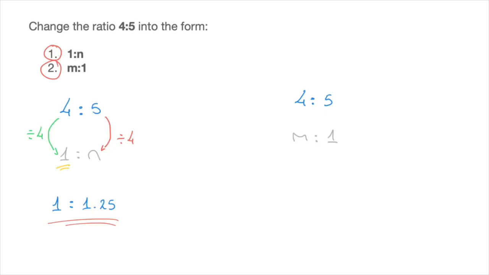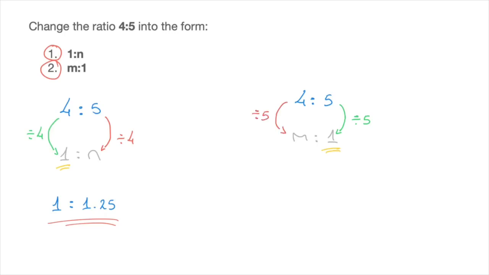Indeed, in the first example, we looked into how to get from 4 to 1, and now in this example, we're looking into how to get from 5 to 1. Now, to get from 5 to 1, we need to divide 5 by 5. We therefore have to do the same thing on the other side of the ratio. So we need to divide 4 by 5.